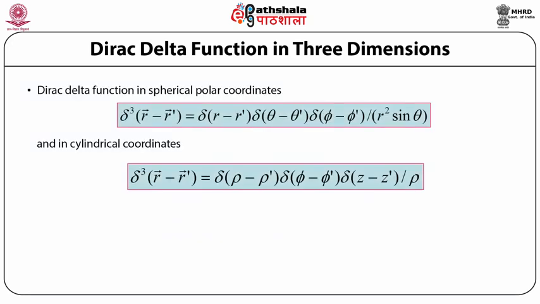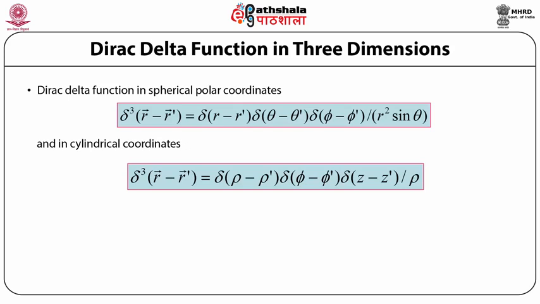Now let us define the Dirac-delta function in the spherical polar coordinates. It can be written as delta cube(r vector minus r prime vector) is equal to delta(r minus r prime) times delta(theta minus theta prime) times delta(phi minus phi prime), whole divided by r square times sine theta.